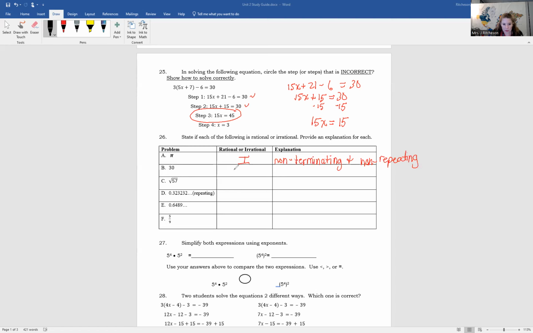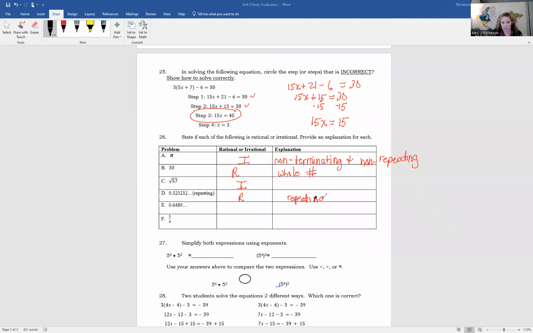All right, 30 is rational. Why? It's a whole number. I'm going to stop putting the why and just say it. What about this one? This is irrational. I would write it's the square root of a non-perfect square. All right, the next one is rational because it's repeating. If you have a repeating decimal, that is rational. Okay?